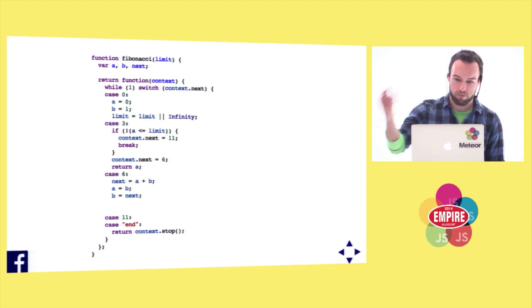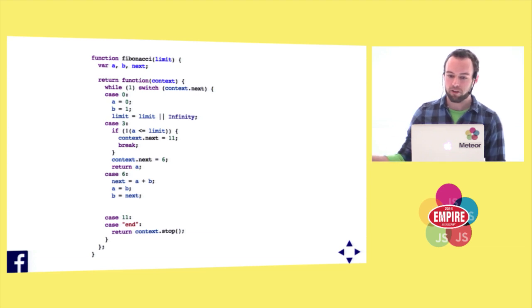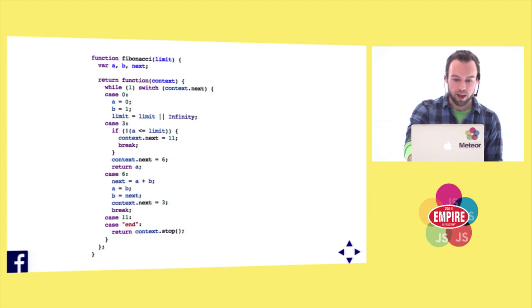So we returned A, which bails out of this function, but then when we next call the next method of the generator object, the context.next will still be 6, so we'll jump directly to this case. And this is where we update the values of our variables so that next is the sum of A and B, A becomes B, B becomes next. And then what do we do? Well, we need to jump back to the beginning of the while loop, which was case 3. So basically setting context.next and then breaking out of the switch statement, but not the while loop. So we loop back for another iteration of the while loop and switch on whatever we just set context.next to. So that's how that works.